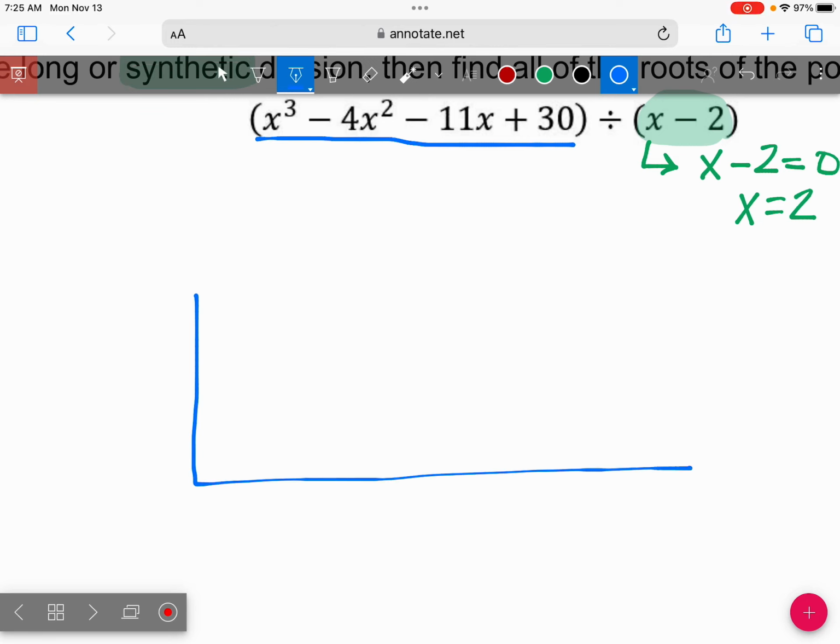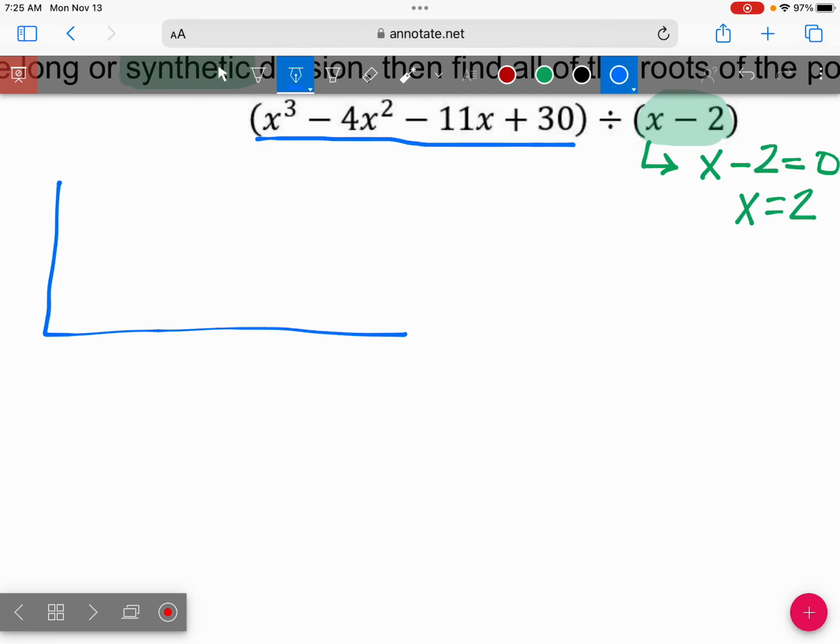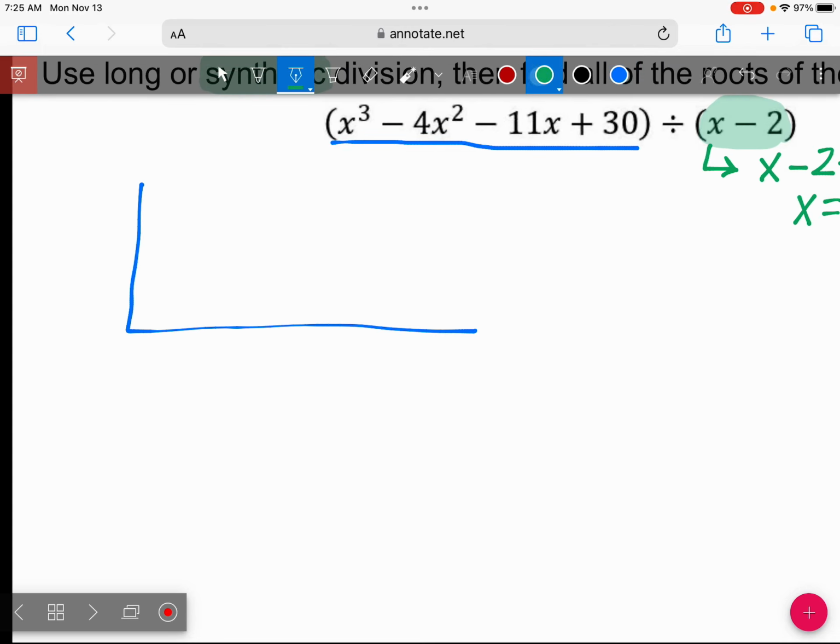So I'm going to build my little structure here, with a little bit less wasted space. There we go. We know we've got our root that goes over here, which was a 2. And then we're going to take our coefficients. The coefficient in front of my x cubed is a 1. The coefficient in front of my x squared is minus 4. The coefficient in front of my x is minus 11. And my last one is a positive 30.